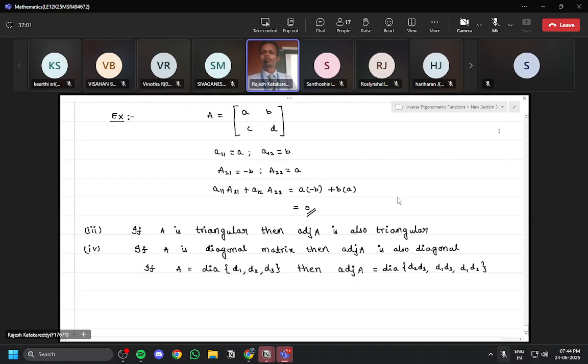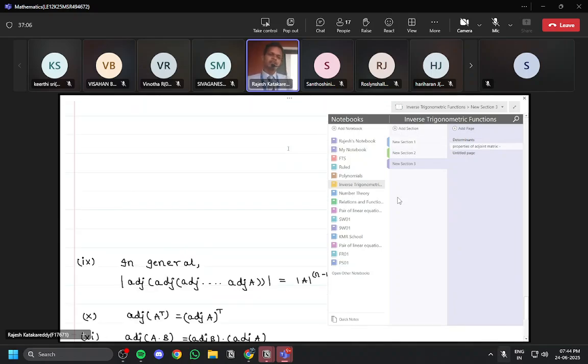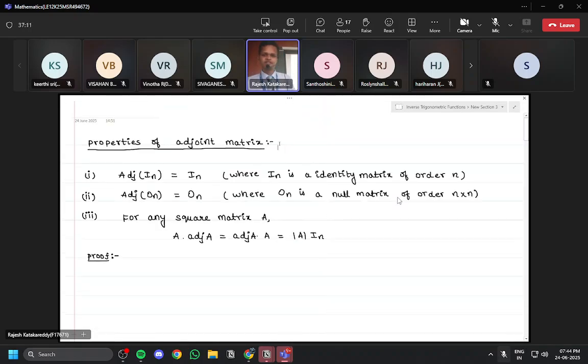Next we are going into properties of an adjoint matrix. These are all important things they asked in JEE Mains. I think 1 and 2 we already covered earlier. Property number 1, adjoint of an identity matrix is equal to identity matrix. IN stands for identity matrix of order n. Adjoint of a null matrix is null matrix. ON is a null matrix of order n cross n, square null matrix.